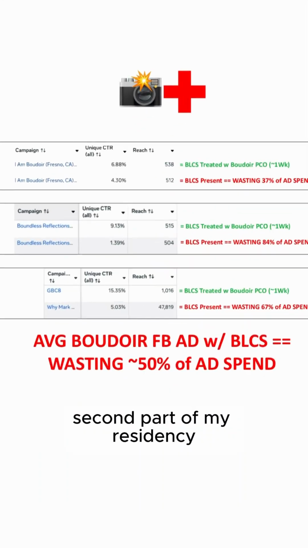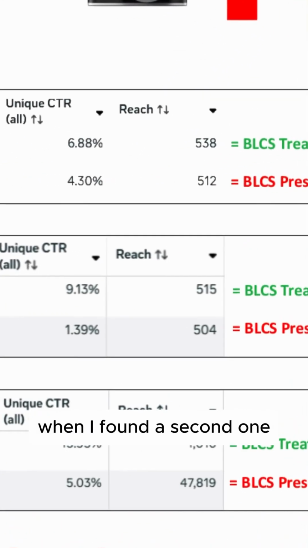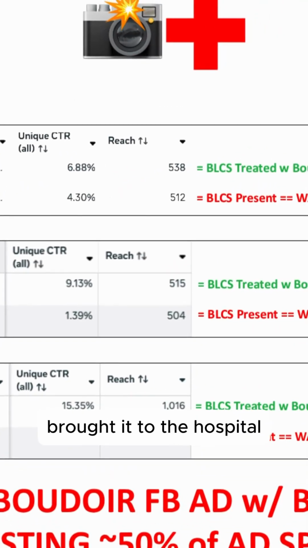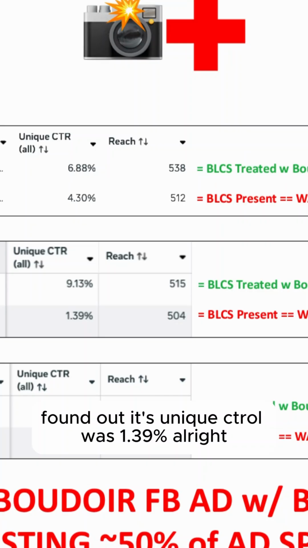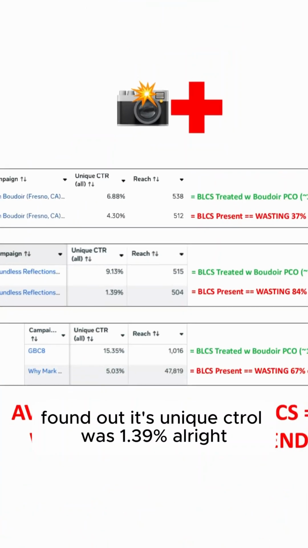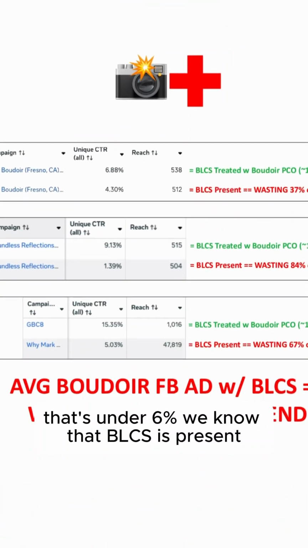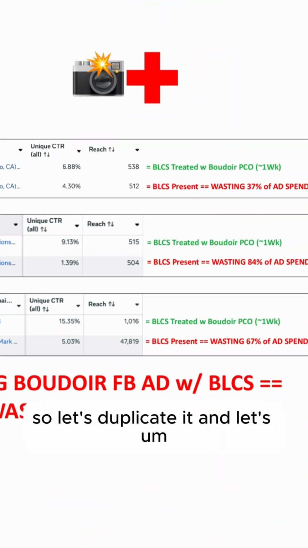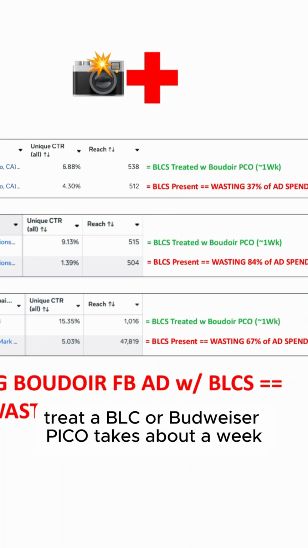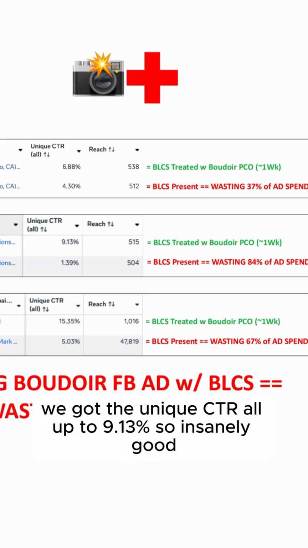Next, second part of my residency, went out and found a second one, brought it to the hospital, tested it, found its unique CTR was 1.39%. All right, that's under 6%. We know that BLCS is present. So let's duplicate it and treat it with Boudoir Pico. It takes about a week. So we did that. We got the unique CTR all up to 9.13%. So insanely good.